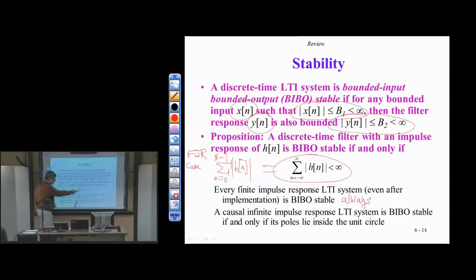If you look at this formula, you'll see that for the other case, the infinite impulse response case, I want my impulse response h of n to die out fast enough so that if I sum over all n, then I get a finite answer. This will correspond to modes in the impulse response that are exponentially decaying with discrete time index n. This corresponds to poles that lie inside the unit circle. Okay? And why is that?